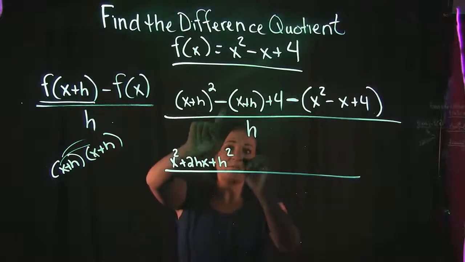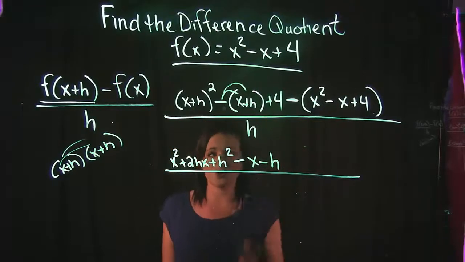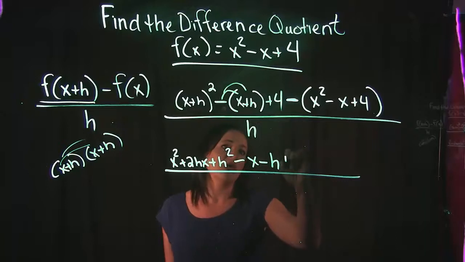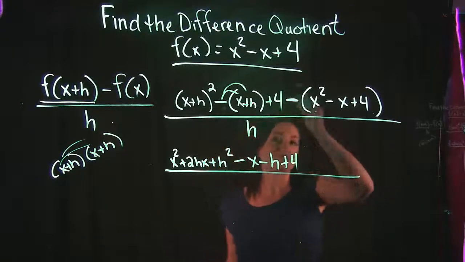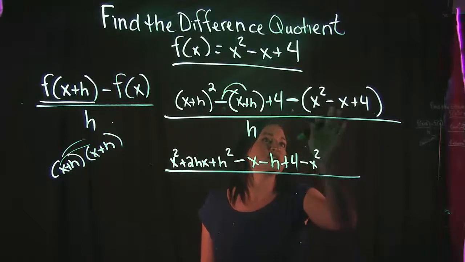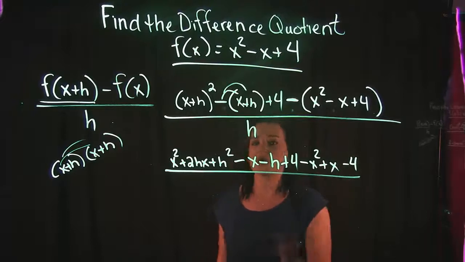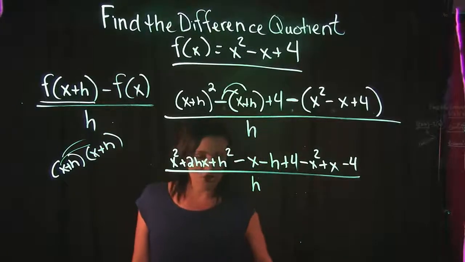Minus x minus h. Remember, we need to distribute that minus sign. And then we have a plus 4. And then we're going to distribute this minus sign as well. Minus x squared, minus a negative x, which makes that plus x, and then minus 4. And that's still all over h.